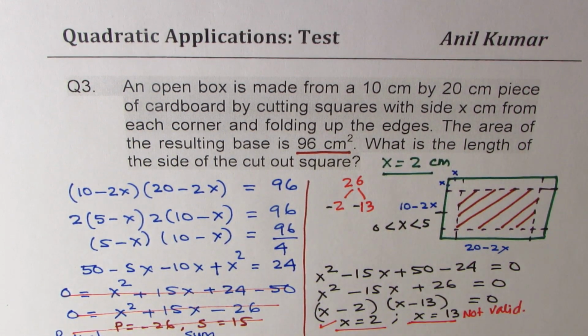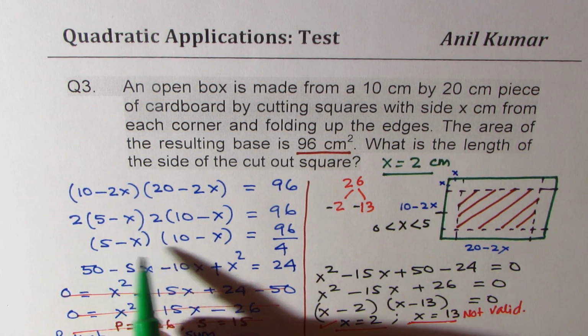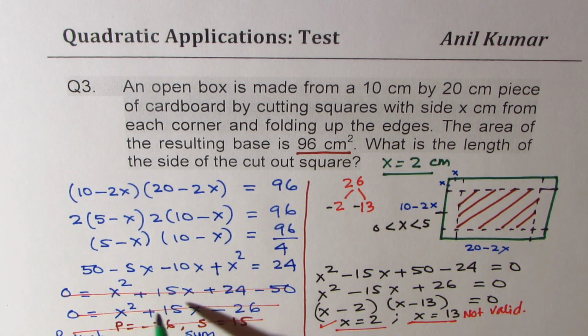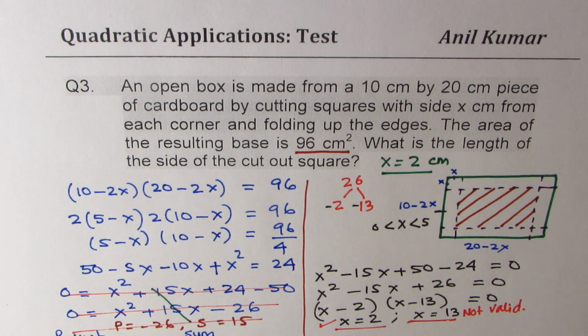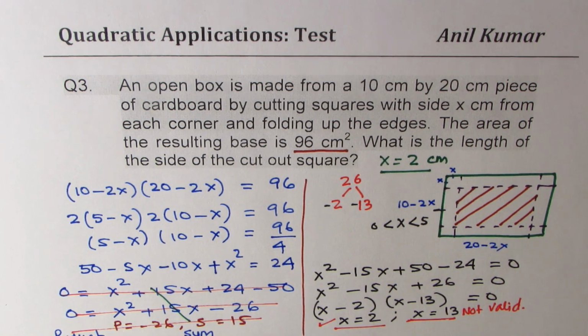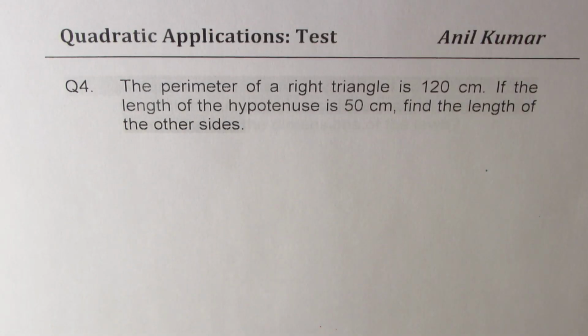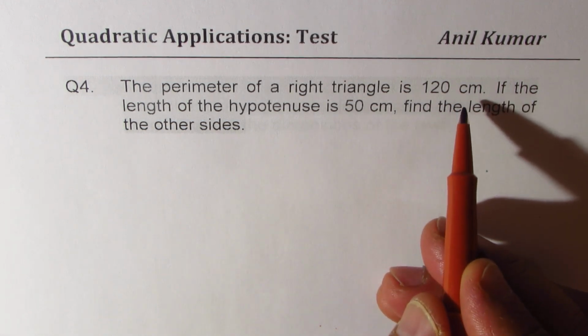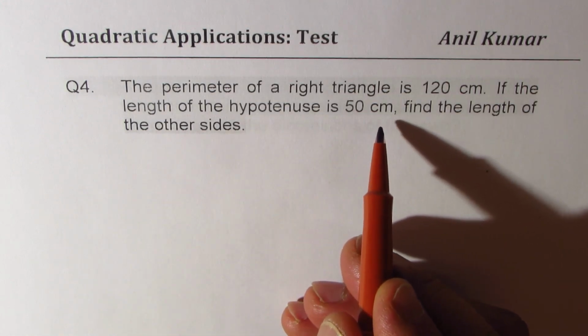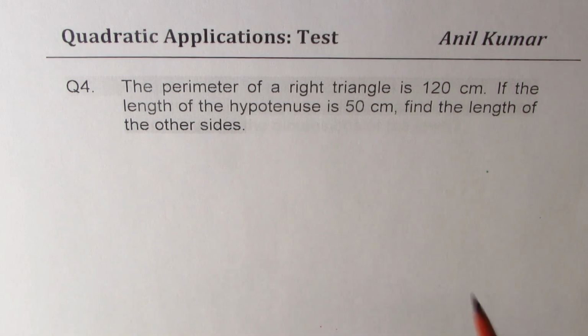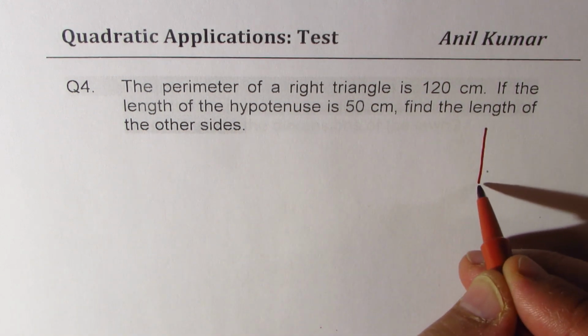Perfect. So that is how you're going to solve this question. Except for this, minus and minus should have been positive. So that requires the adjustment. But I hope we got it right. So let's move on and get to question number 4, which is the perimeter of a right triangle is 120 centimeters. If the length of hypotenuse is 50 centimeters, find the length of other sides. So let's make a right triangle here.